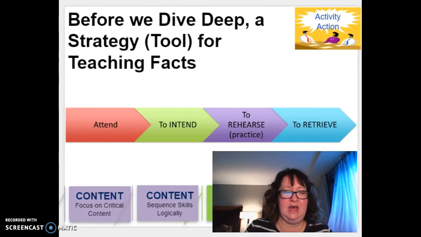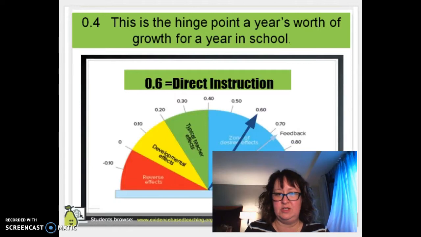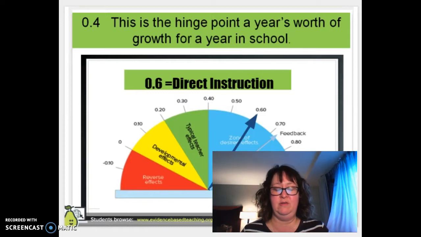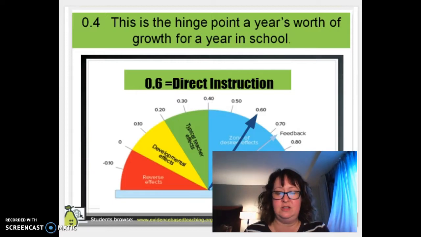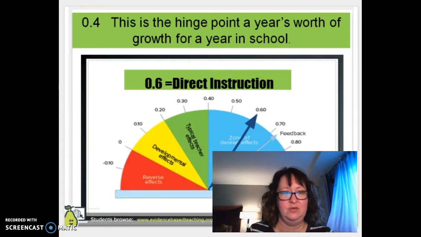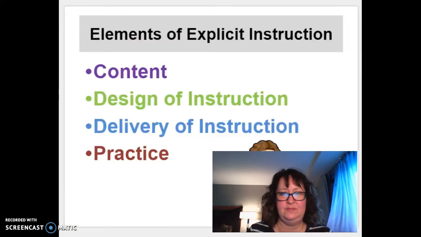For those of you that like to dig deep into the research, Hattie has done extensive work on effect size, and that magic number for a year's worth of growth for students is 0.4. And note that direct instruction falls in that 0.6 range, which means that students who learn facts, who learn vocabulary, who learn skills through direct instruction or explicit instruction have more than a year's worth of growth in that content knowledge.